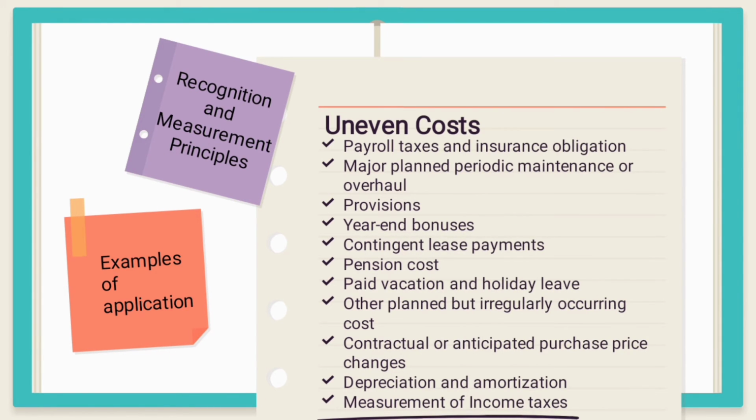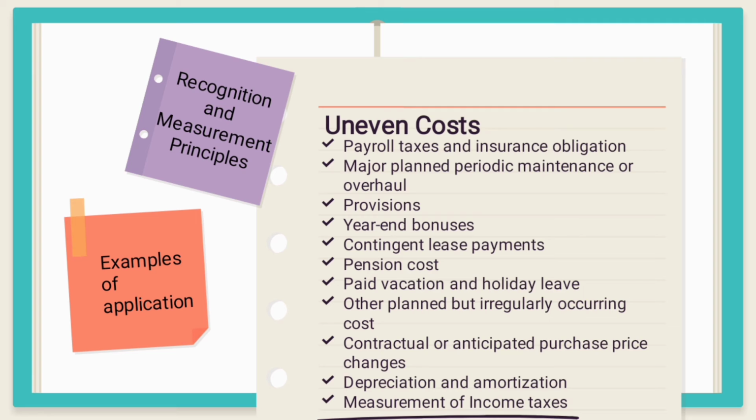Uneven cost. Sa uneven cost, hindi siya constant per month. Pwede siyang i-anticipate kapag appropriate siya at the end of the period. Under nito ang payroll taxes and insurance obligation, major planned periodic maintenance or overhaul, provisions. Sa provisions, recognize siya when an entity has no realistic alternative but to make a transfer of economic benefits. Sa year-end bonuses naman, anticipated siya kapag walang realistic alternative. Contingent lease payments, pension cost.